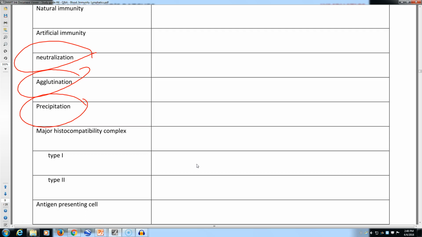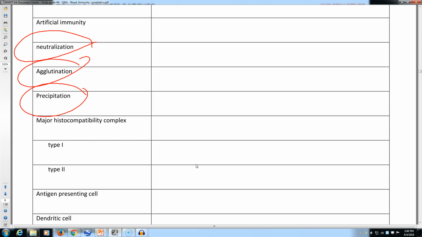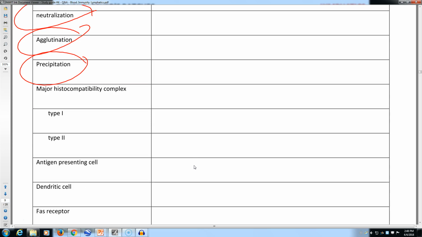Any questions so far? Don't hesitate to interrupt me. MHC. I want you to know the location. Class 1, all nucleated cells. Class 2, only antigen-presenting cells. Am I clear?